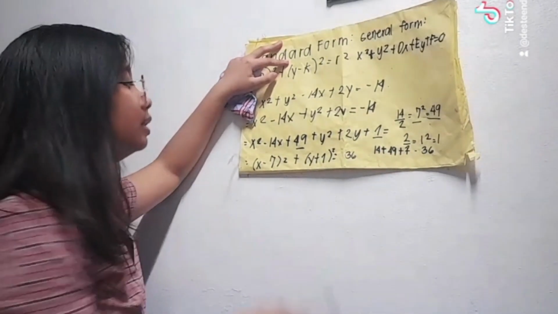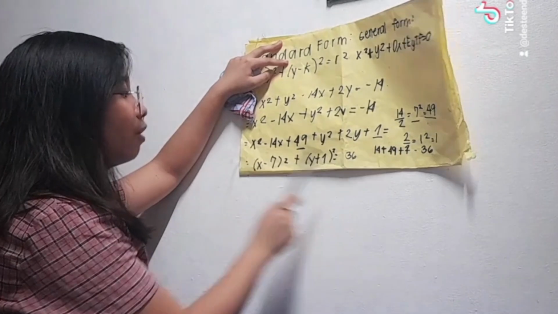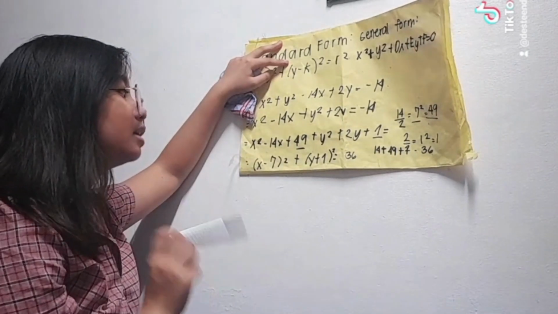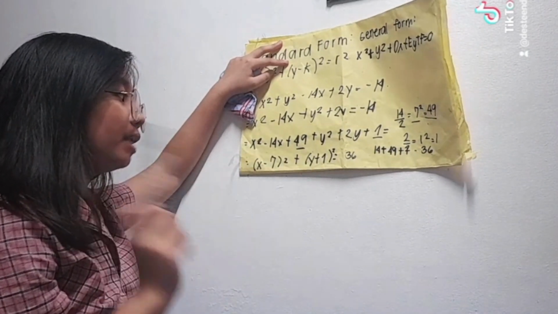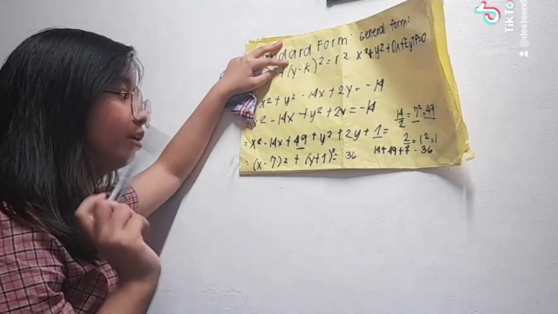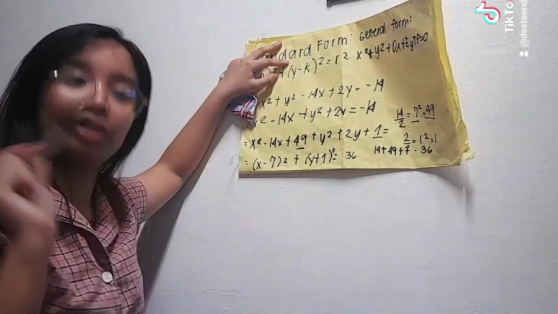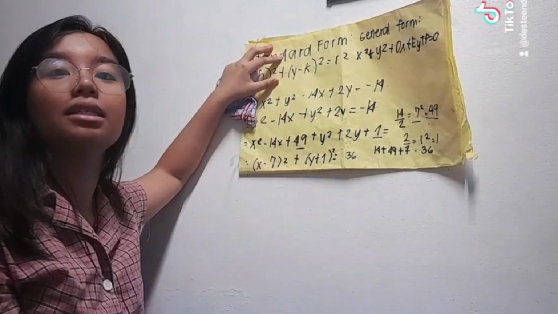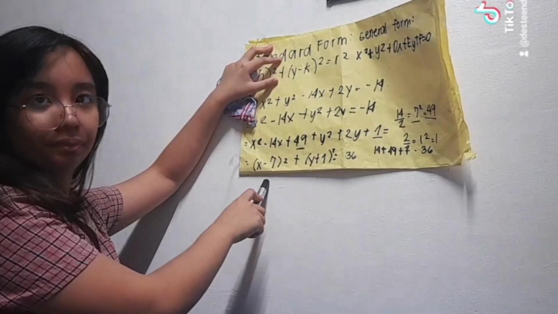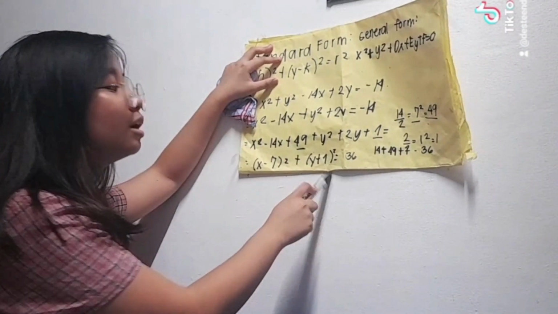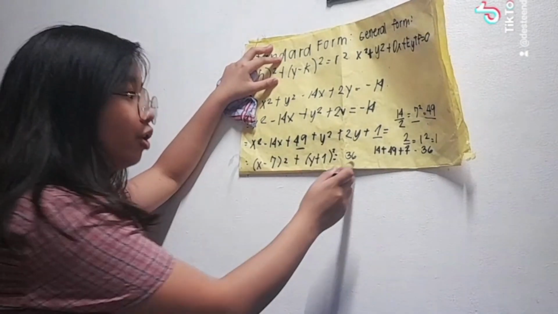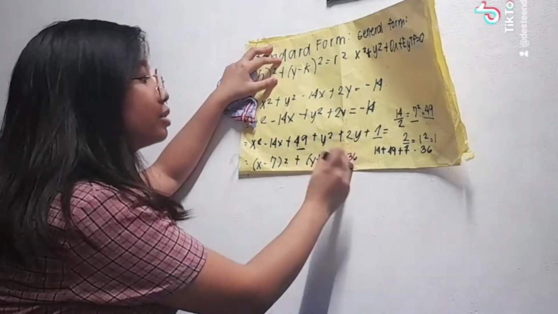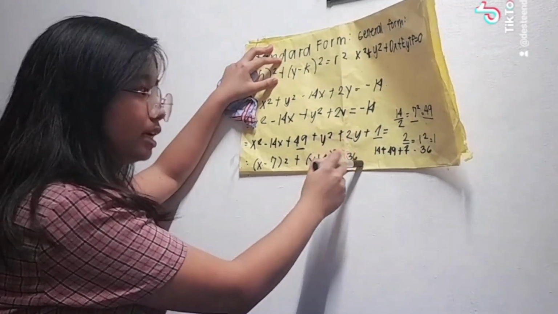That's where we get the standard form of (x minus 7) squared plus (y plus 1) squared is equal to 36. Now, the center of the standard form is (7, negative 1), while the radius is 6. Why 6? Because the square root of 36 is 6.